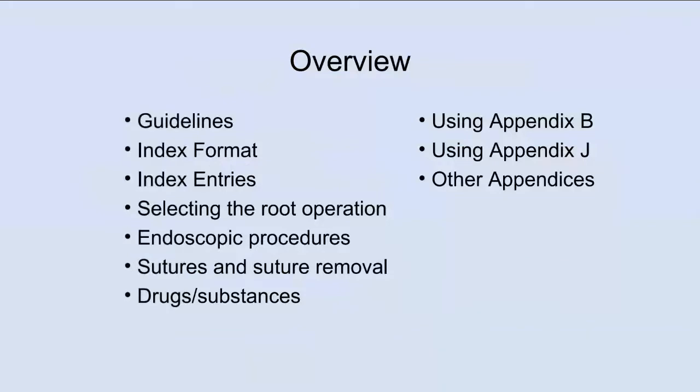Okay, so this is what I'm going to talk about today. I'm going to talk about the guidelines for using the index, the format of the index, how the index entries are set up, how to select the root operation, and special considerations for endoscopic procedures and suture removal. Also going to talk about drugs and drug substances, finding those in the index. Also going to talk about two appendices, Appendix B and Appendix J. These can be very helpful in finding something in the index. And there are also some other appendices that I will discuss briefly.